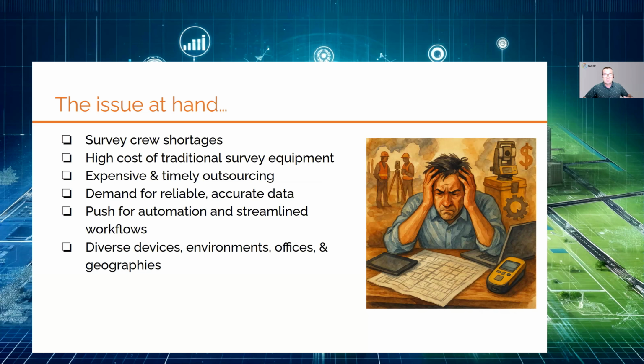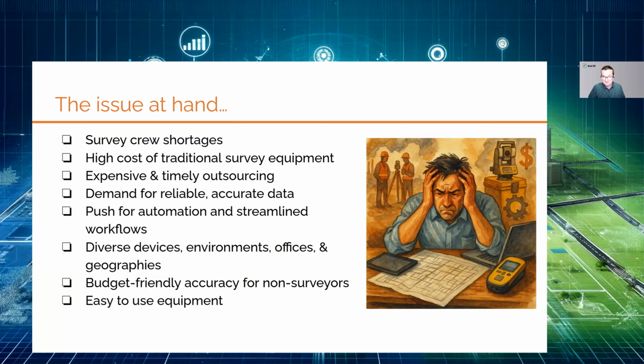We also have all kinds of different devices out there, like Marvin mentioned, and environments and offices and geographies and different compliance rules, whether that's a state and local rule or the city, Society of Civil Engineers. We really need to find a budget-friendly accuracy device for non-surveyors. And here it is too, the equipment needs to be easy to use. You don't need 4 years of a degree and 6 years of an apprenticeship to go out and map this stuff. Nowadays, you get out of college, you know how to use a cell phone, you can effectively go collect high accuracy data.